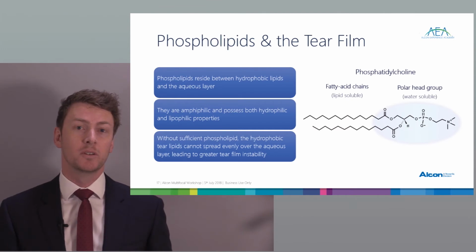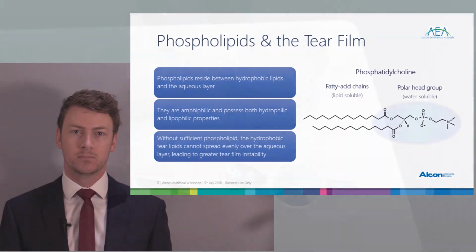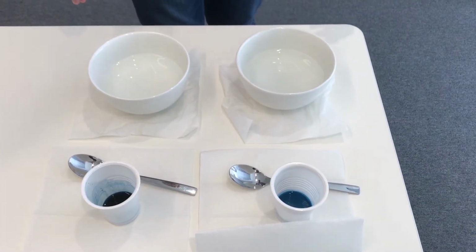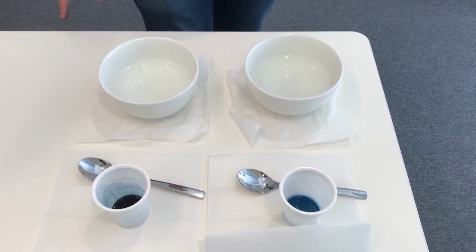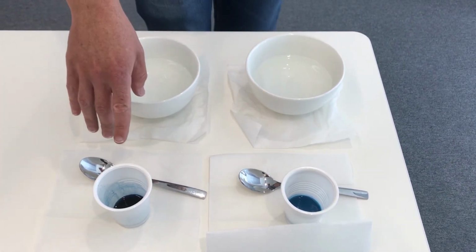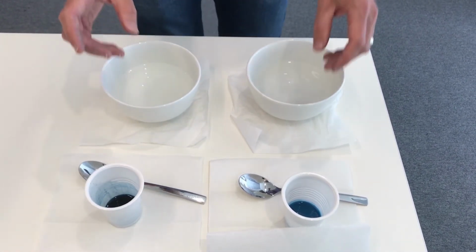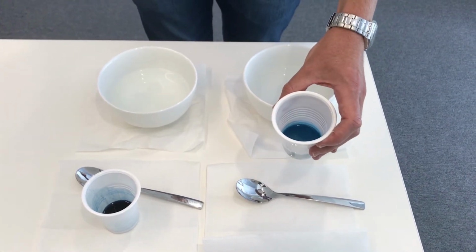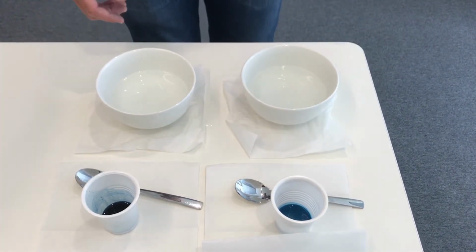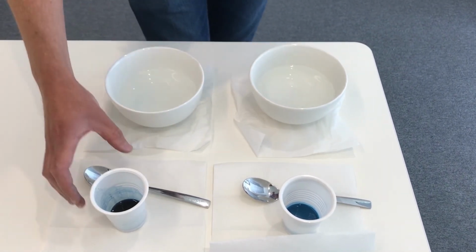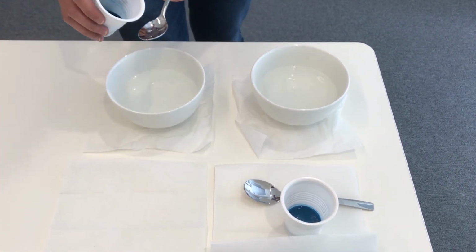But anyway, I'm going to show you now what happens and how they interact. Okay, so this is our demonstration on how phosphatidylcholine helps oil spread over the surface of water. In this cup we have some blue food colouring mixed with olive oil, and in this cup we have some blue food colouring mixed with olive oil, but also with phosphatidylcholine. So we're going to demonstrate how they both spread over the surface of the water. We're going to use the olive oil and food colouring alone to start with.